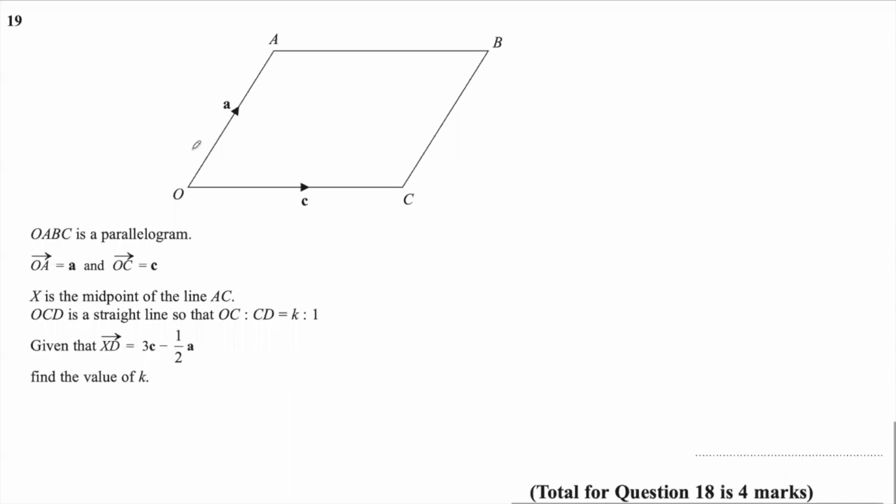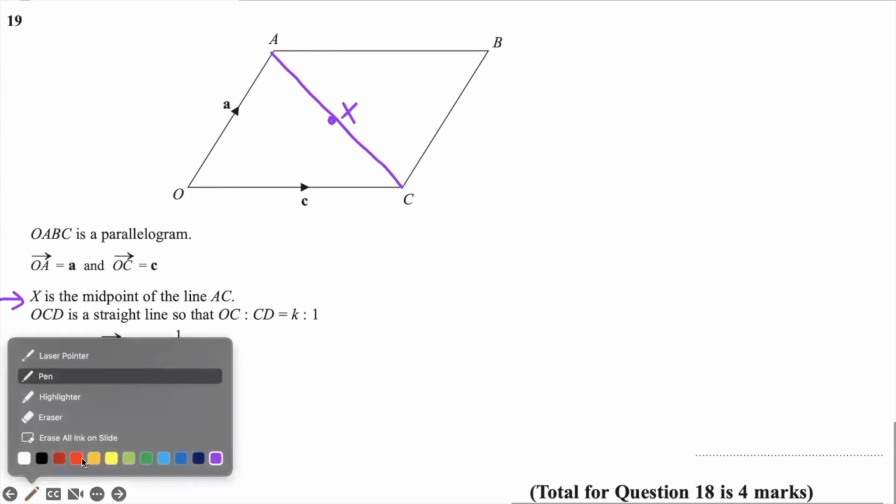In this question, we're being told that OABC is a parallelogram, and we can see that OA is a vector A and OC is a vector C, and we can see those two vectors labeled on the diagram. X is a midpoint of the line AC, so let's just draw a line from A to C, and X, we're being told, is a midpoint of the line AC.